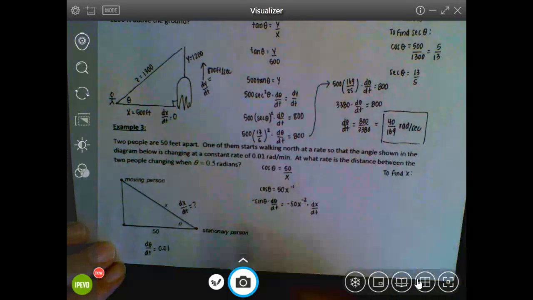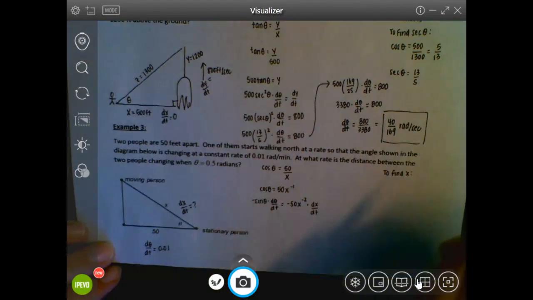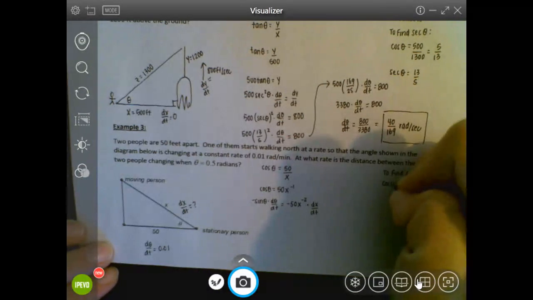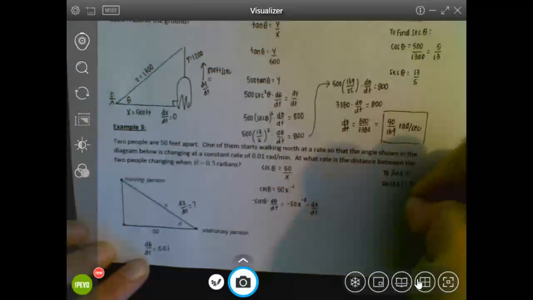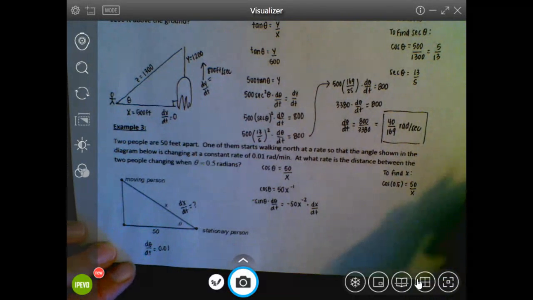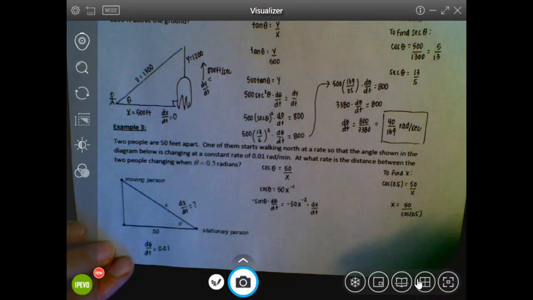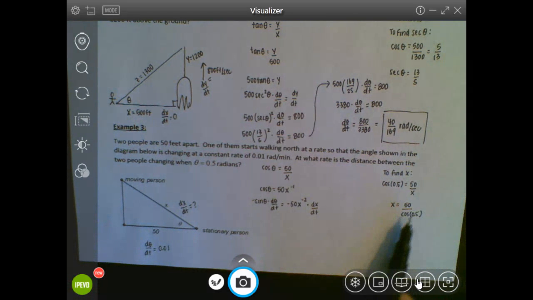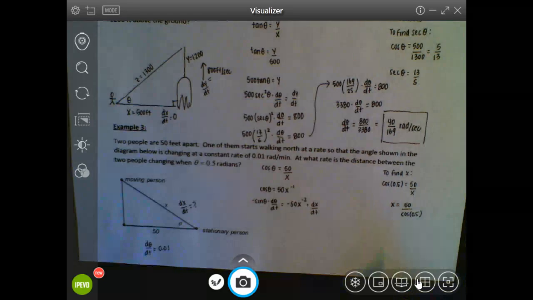So at the instant that we know this theta, again, we can go back to our setup over here that we set up with the cosine. We can say that cosine of the theta of 0.5 is equal to 50 over x. So if we solve for x here, this is going to give us x is equal to 50 divided by cosine of 0.5. And I'm actually just going to leave this in exact form until the very end when I figure out what my dx dt is, just so I can get a more exact answer.